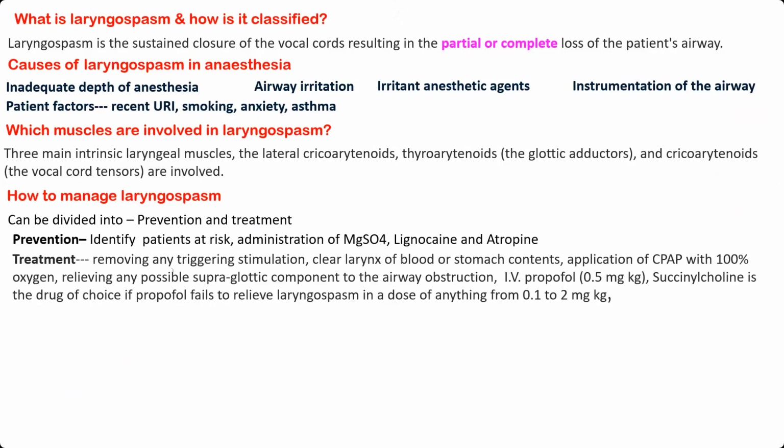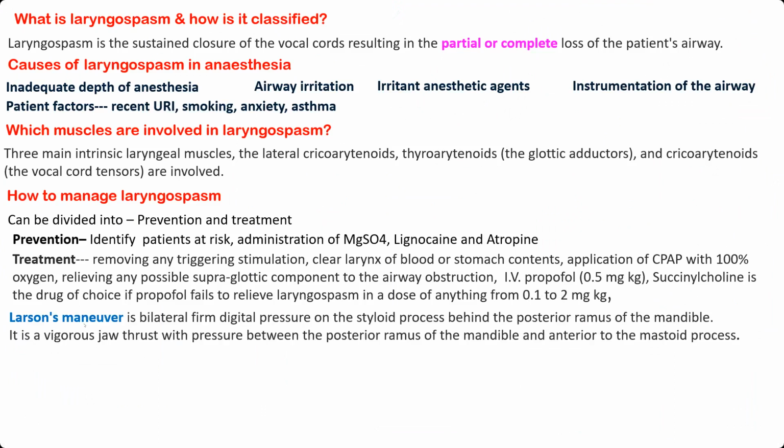And the treatment part is removing any triggering stimulation, clearing the larynx of blood or stomach content, application of CPAP with 100% oxygen, relieving any possible supraglottic component of the airway obstruction, and IV propofol, not the usual induction dose, but only 0.5 milligram per kg. And if all these maneuvers are not relieving it, you go for succinylcholine at the dose of 0.1 to 0.2 milligram per kg, not the usual 1 to 2 milligram per kg.